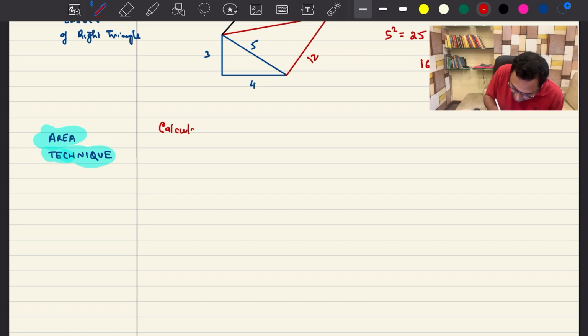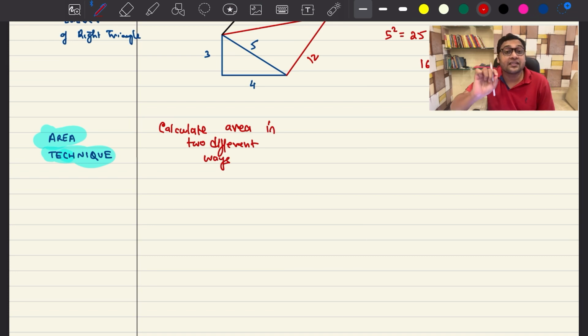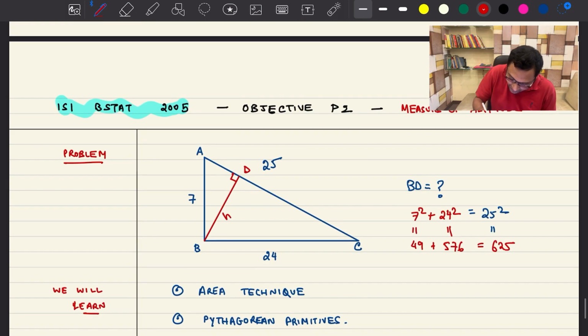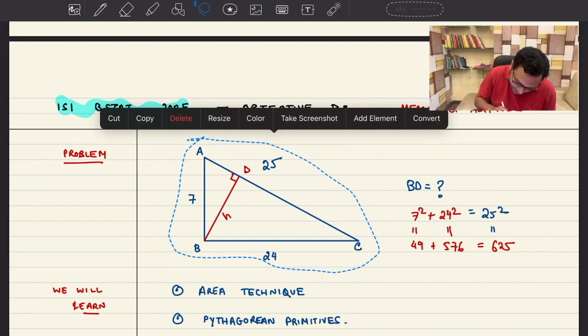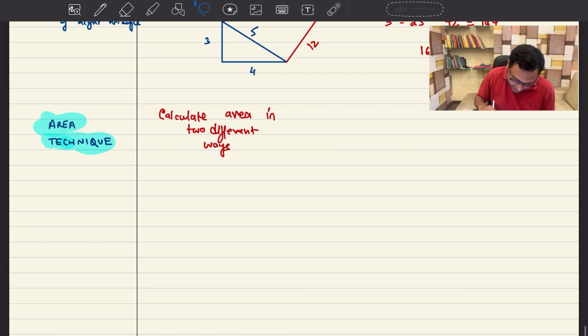calculate area in 2 different ways. So let's see how we do it here. So one way is that you have this right triangle. Maybe I can just copy this picture. Let's copy this. And let's paste it here.